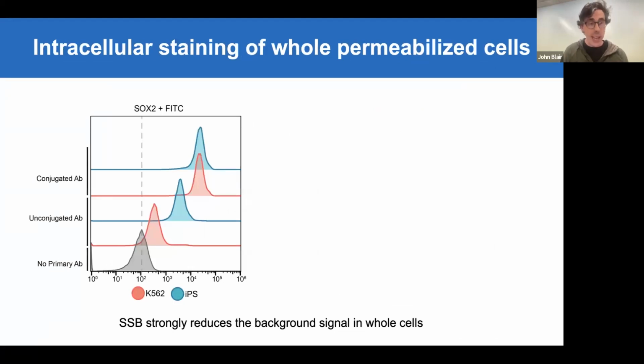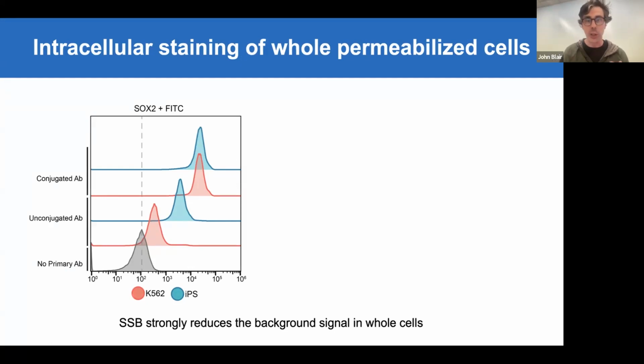When we were testing whether these conjugated antibodies would actually perform well when doing intracellular staining, we used K562 and iPS cells, which are quite different, and stained for the iPS marker SOX2. What we found was that with our unconjugated antibodies, we saw a nice separation of signal, but with our conjugated antibodies, we just saw extremely high signal in both the K562 and iPS cells.